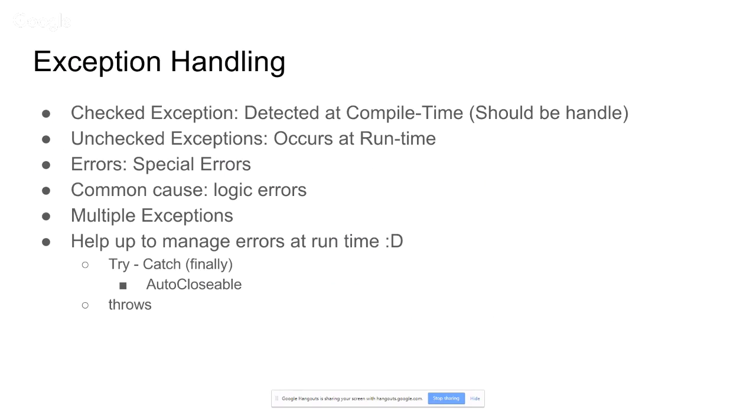Unchecked exceptions occur at runtime. For example, inside our calculator example, if I make a division by 0, the compiler doesn't know I am making a division by 0, but the Java virtual machine at runtime knows about that error and crashes. And we have some special errors. The common cause of those special errors are logical errors. You can have multiple exceptions, and we're going to talk about that later.